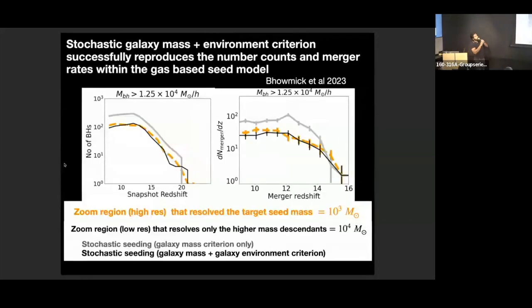And it is only after we capture both the galaxy mass and the galaxy environment criterion that we reproduce, in our lower resolution simulation, the results from the highest resolution simulations that resolve the target seed mass. And if we remove the galaxy environment criterion, shown by this silver line over here, we substantially overestimate the black hole counts as well as the merger rates.